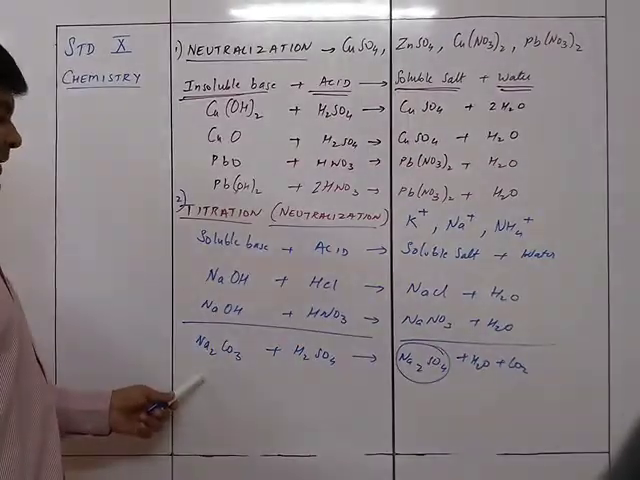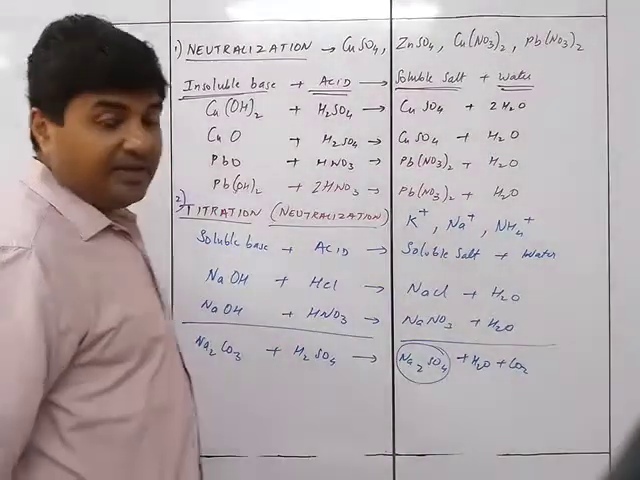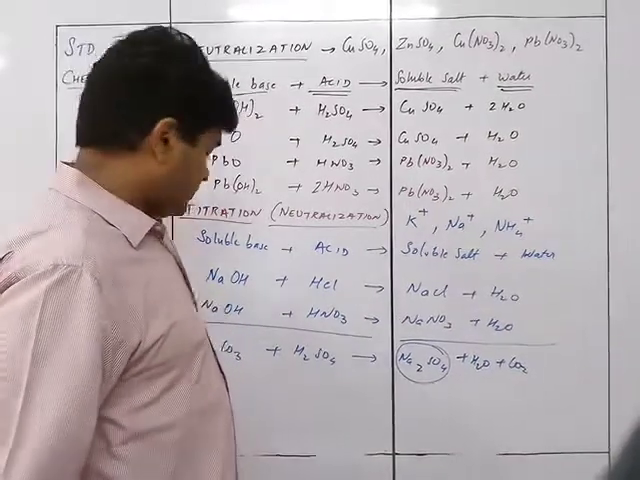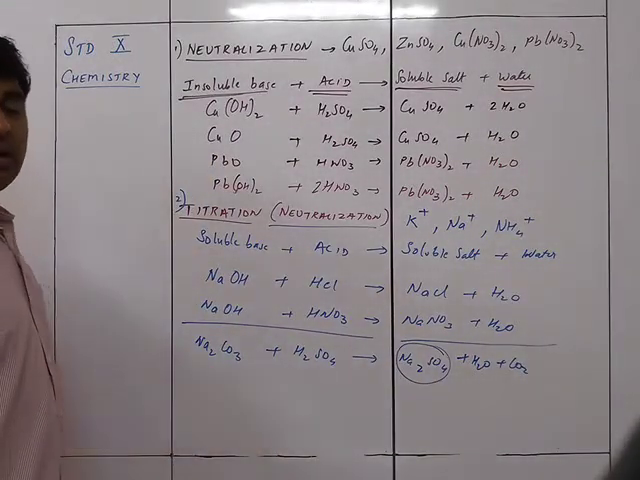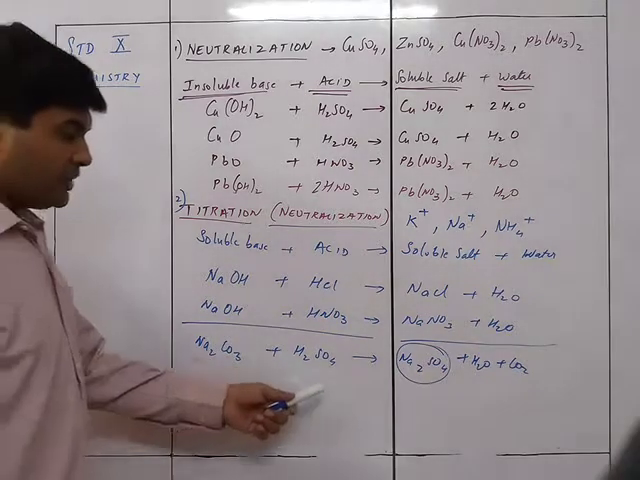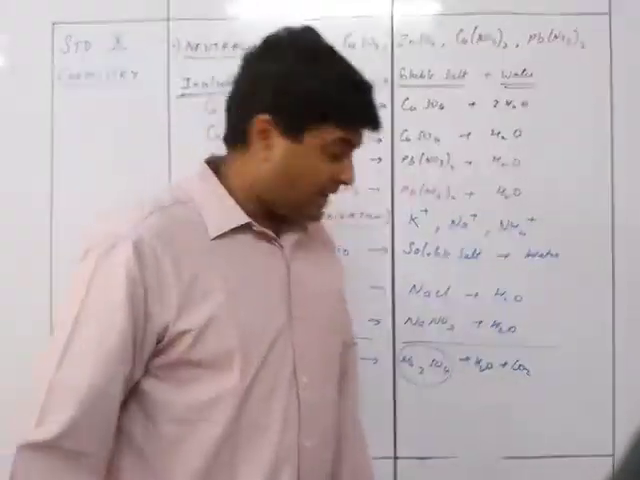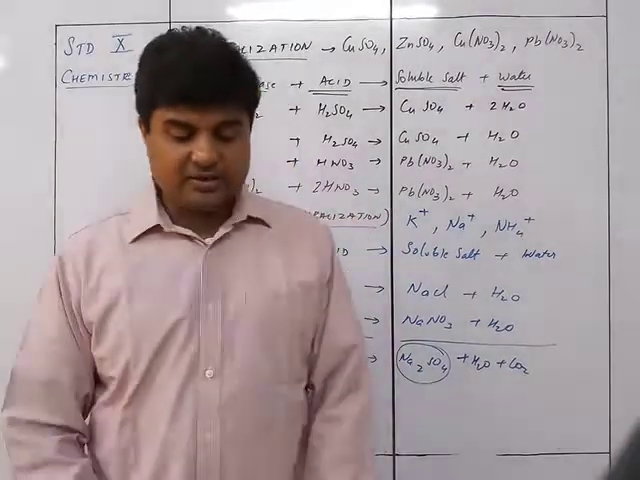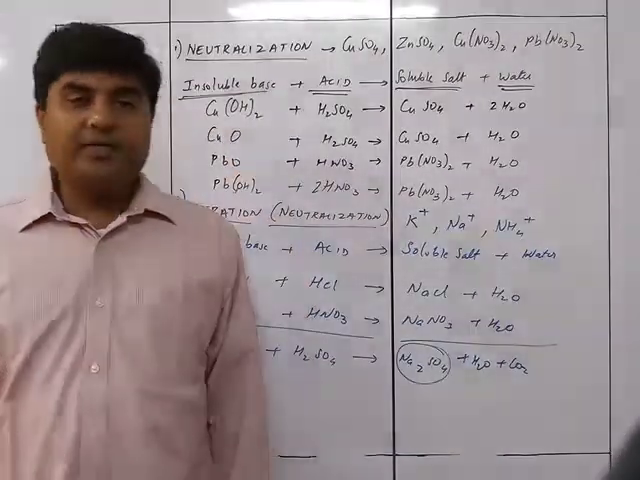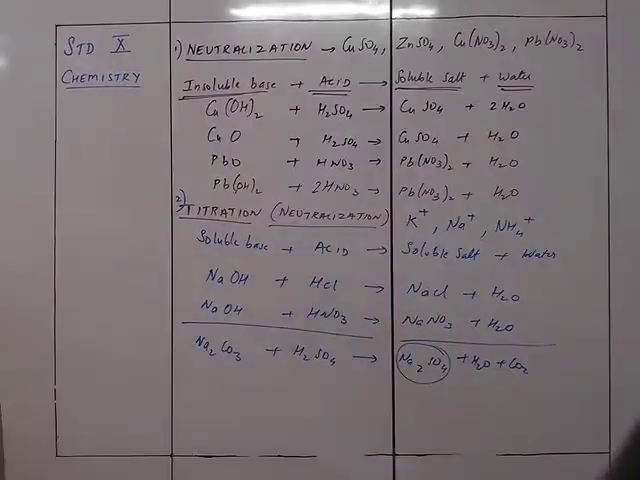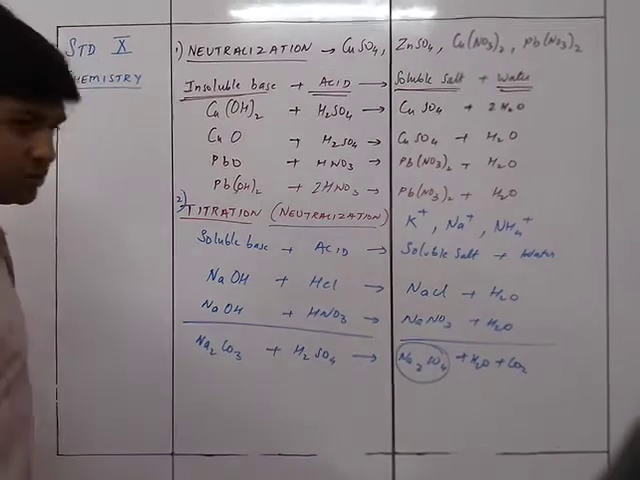We can also prepare by the carbonate salts, the carbonate salt of potassium and sodium reacting with the acid to give you Na2SO4 plus H2O plus carbon dioxide is going to be given out. So that was the second thing. Now we move on to the third method, which is simple displacement. So the third method we'll discuss in the next video. So we stop here.